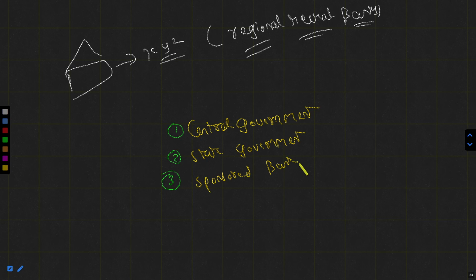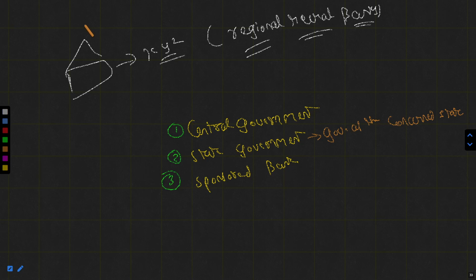Okay, these are the three main entities. And remember, the state government, which has the stakes in the XYZ, will always be the government of the concerned state. Here the concerned state refers to the state in which the bank is established.